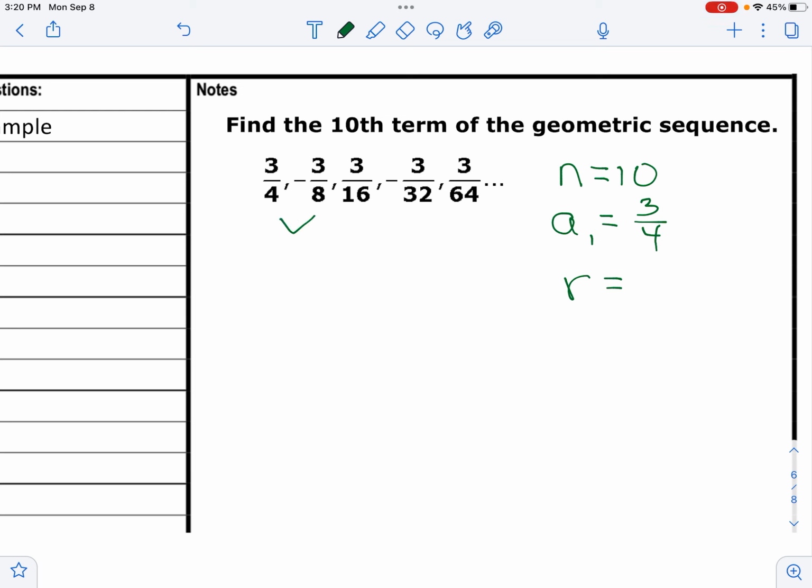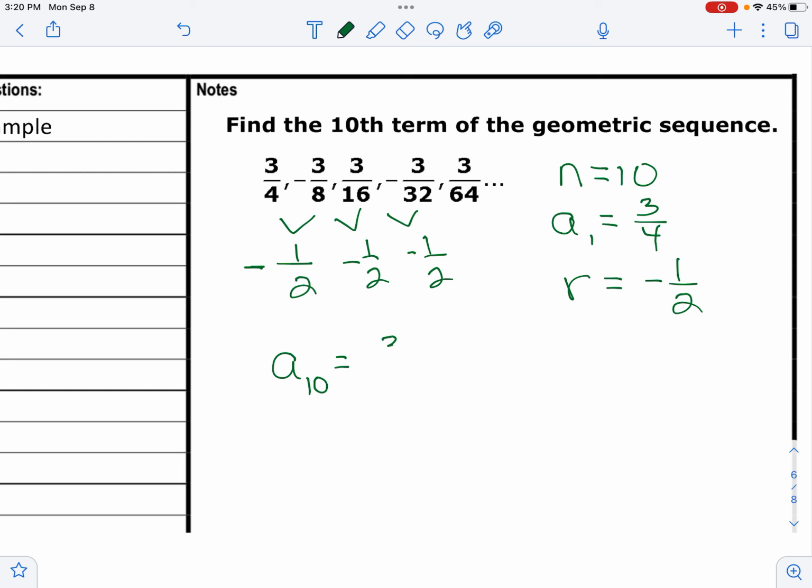So it looks like on the top I'm not multiplying by anything, or I'm multiplying by 1, right? It's not changing. On the bottom, it's doubling, so 1/2, but it's also alternating between positive and negative. So then that must mean that I'm multiplying by negative 1/2 every time. Okay, so my common ratio is negative 1/2. If you see a sequence that alternates, you're multiplying by a negative number. Okay, so now we can use the formula to find a sub 10 in this geometric sequence.